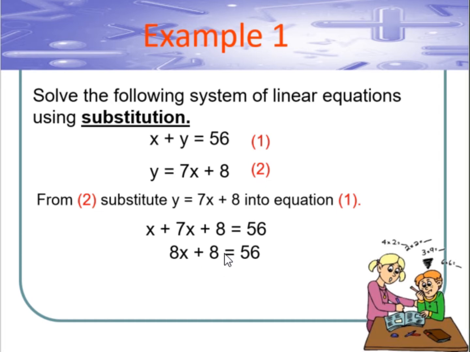By addition property of equality, itong positive 8, ililipat natin sa kanan ng equation, magiging negative 8. So, that will become 8x is equal to 56 minus 8. And 56 minus 8 is equal to 48. Then, may coefficient tayo ng x na 8. I-divide natin both sides yung equation by 8. So, 8x divided by 8 will be equal to x and 48 divided by 8 will be equal to 6. Therefore, nakuha na ngayon natin yung value ng x na is equal to 6.